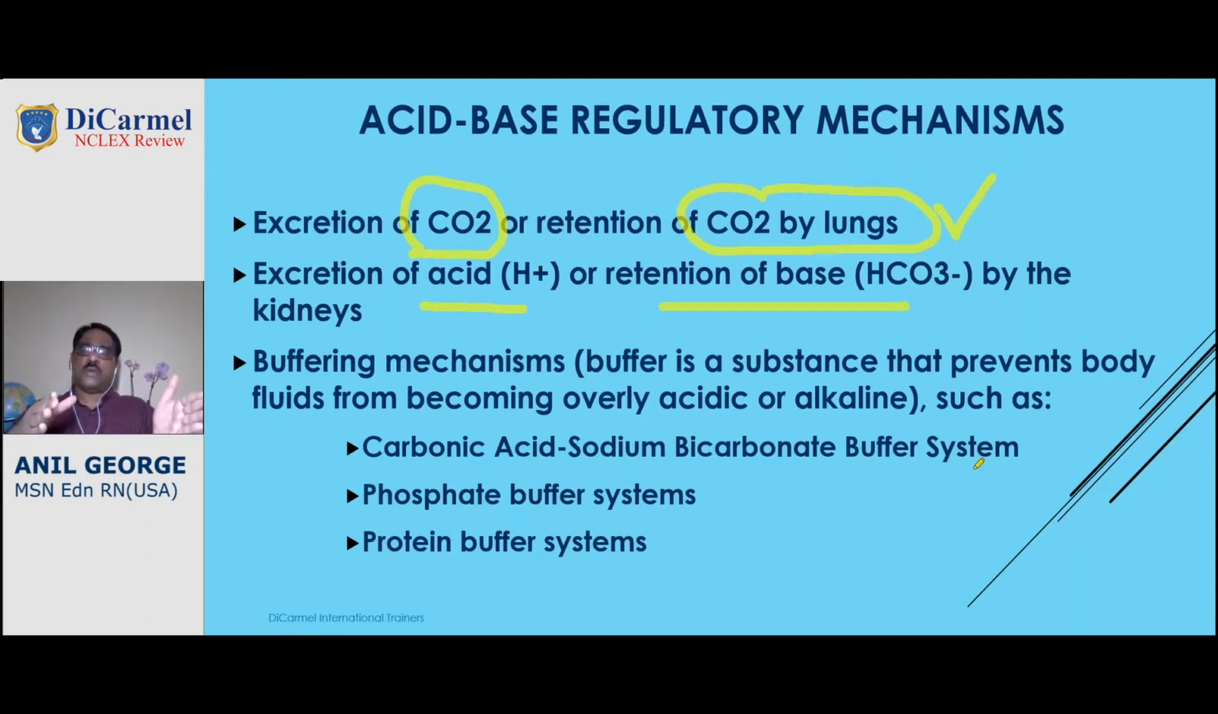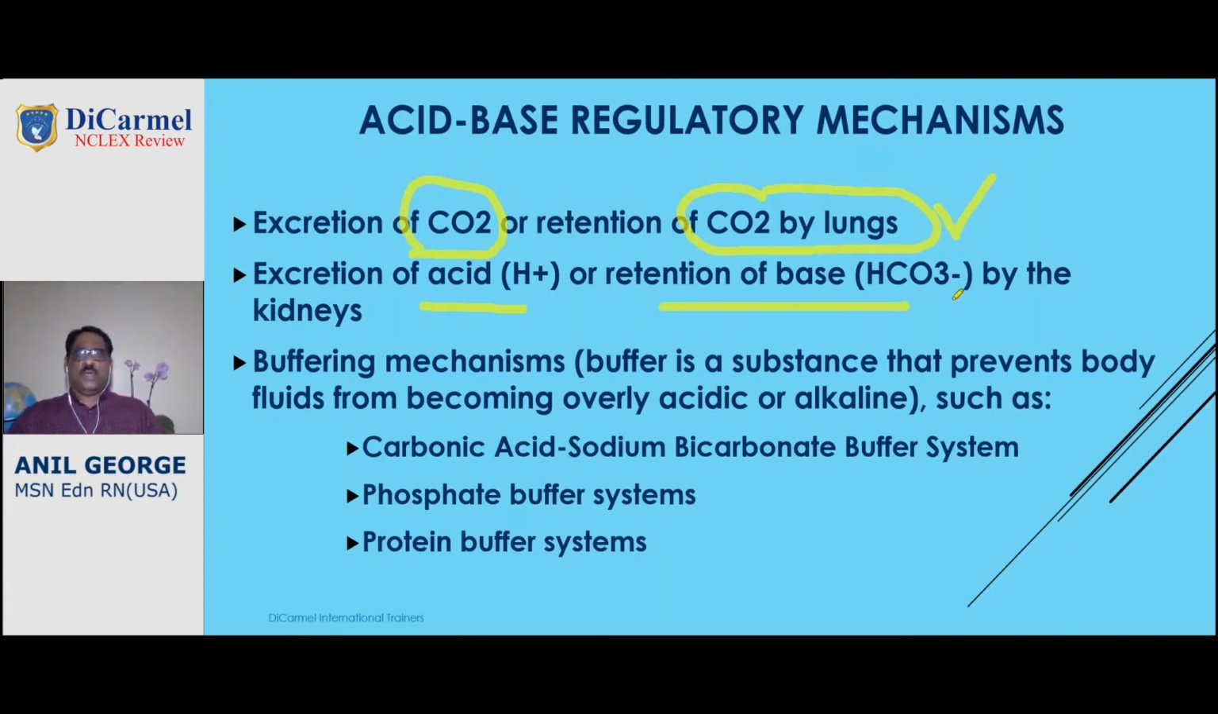In the normal case, the kidneys will excrete the extra hydrogen ion and retain bicarbonate if it goes into acidosis. And if it is in alkalosis, it will be the opposite process. If it goes into a metabolic alkalosis state, it can retain more hydrogen ion and excrete the bicarbonate. Yes, so that's how we balance. Again, as we move forward, we'll get a better picture of the whole situation.